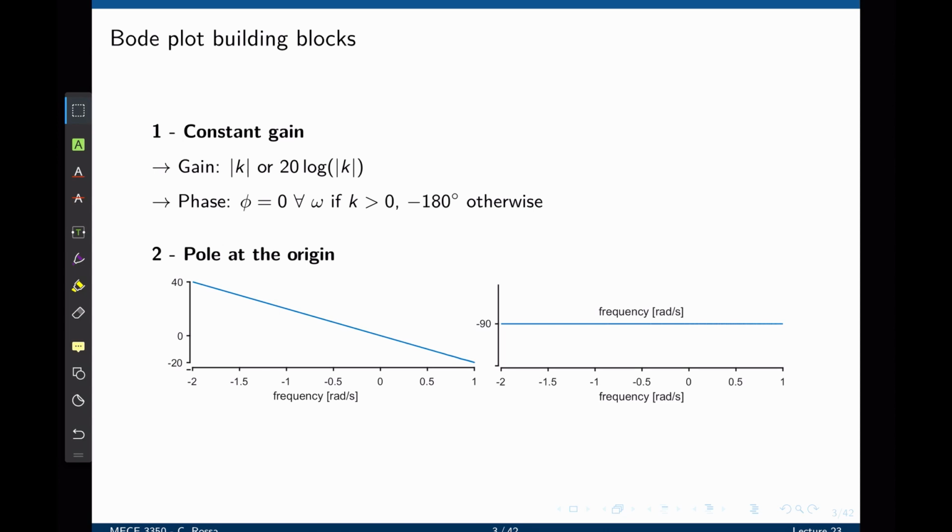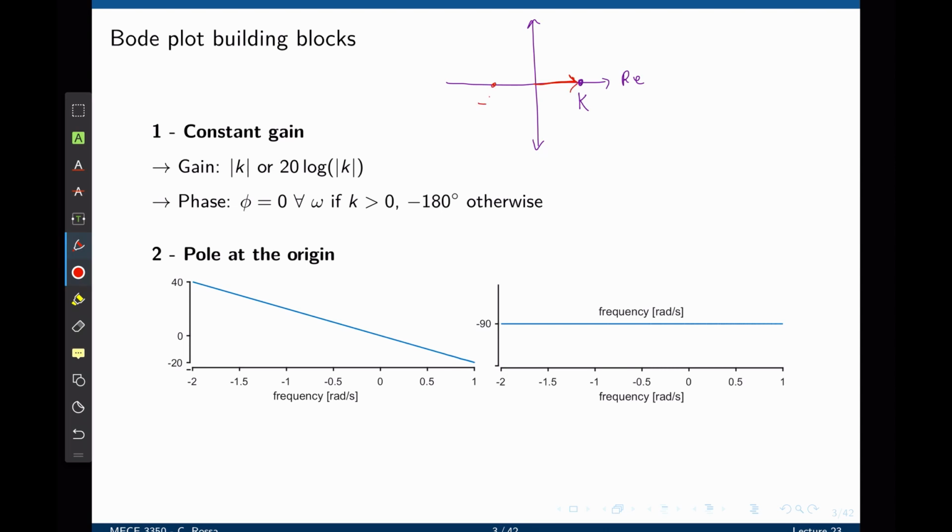To build a Bode plot, we introduced several elementary building blocks, and because the Bode plot is expressed in a log scale, then it is sufficient to draw the Bode plot for each individual building block and then add them up. These building blocks are listed here. The first one is a constant gain. A constant gain is a real number, meaning that it will lie on the real axis. But for example, if the magnitude of that gain is K, we can see that this distance is K and the angle of that arrow is 0.